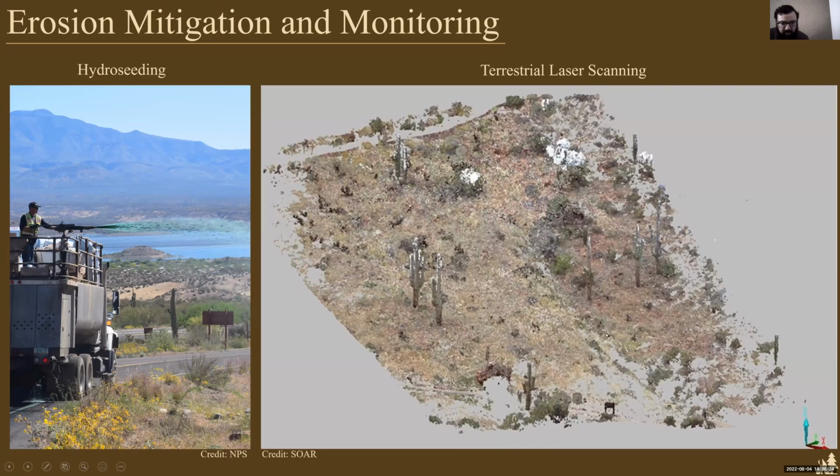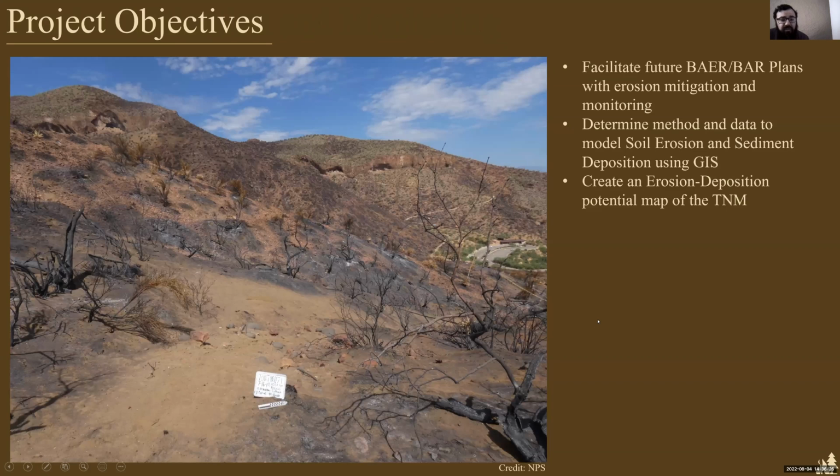So this led to the natural question, can we use GIS to know where erosion is occurring and even to what degree it's occurring? Now, this is an event-based analysis, but by developing a modeling process and a map, this could be used for future fires, fire plans in the event there's another fire.